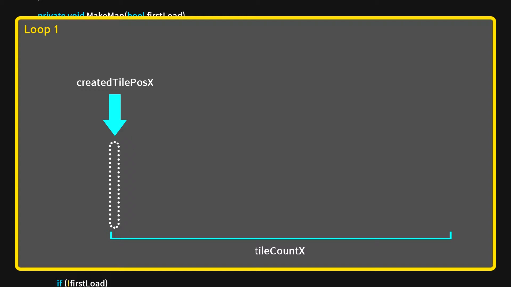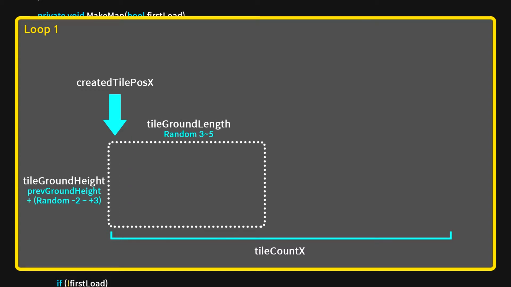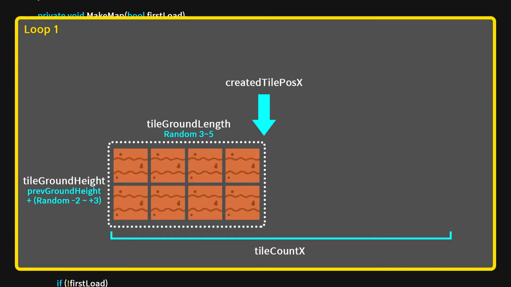Calculates the height and length of the terrain to be created. The length of the terrain is 3 or 4 random values. The height of the terrain is specified by a random value from -2 to 2, based on the height of the previous terrain. The shape of terrain are stored in local variables tile ground length and tile ground height respectively. Once the size of the terrain has been determined, the tiles are placed. If all tiles are placed, created tile pose x is incremented, and the first loop is ended.